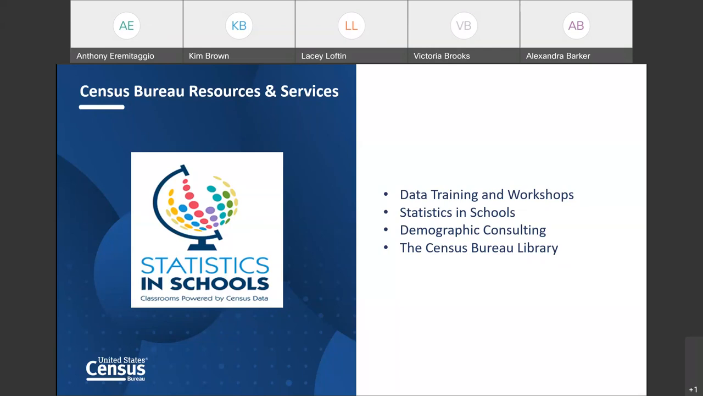We have statistics in schools that allows us the opportunity to work with teachers in creating lessons that they can use in the classroom to talk about the census. We also have demographic consulting. We also offer data training and workshops.